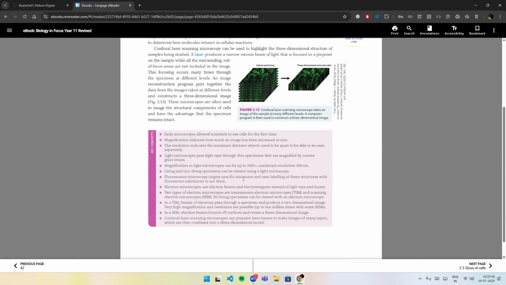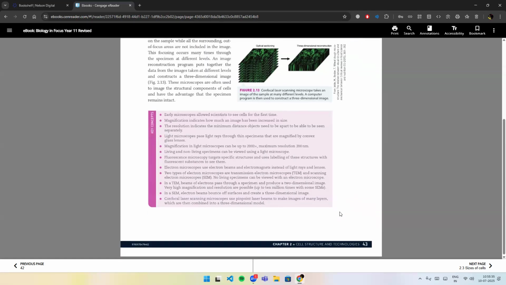Electron microscopes use electron beams and electromagnets instead of light rays and lenses. Two types of electron microscopes are transmission electron microscopes and scanning electron microscopes. No living specimens can be viewed with an electron microscope. In a TEM, beams of electrons pass through a specimen and produce a two-dimensional image. Very high magnification and resolution are possible. In a SEM, electron beams bounce off surfaces and create a three-dimensional image. Confocal laser scanning microscopes use pinpoint laser beams to make images of many layers which are then combined into a three-dimensional model.